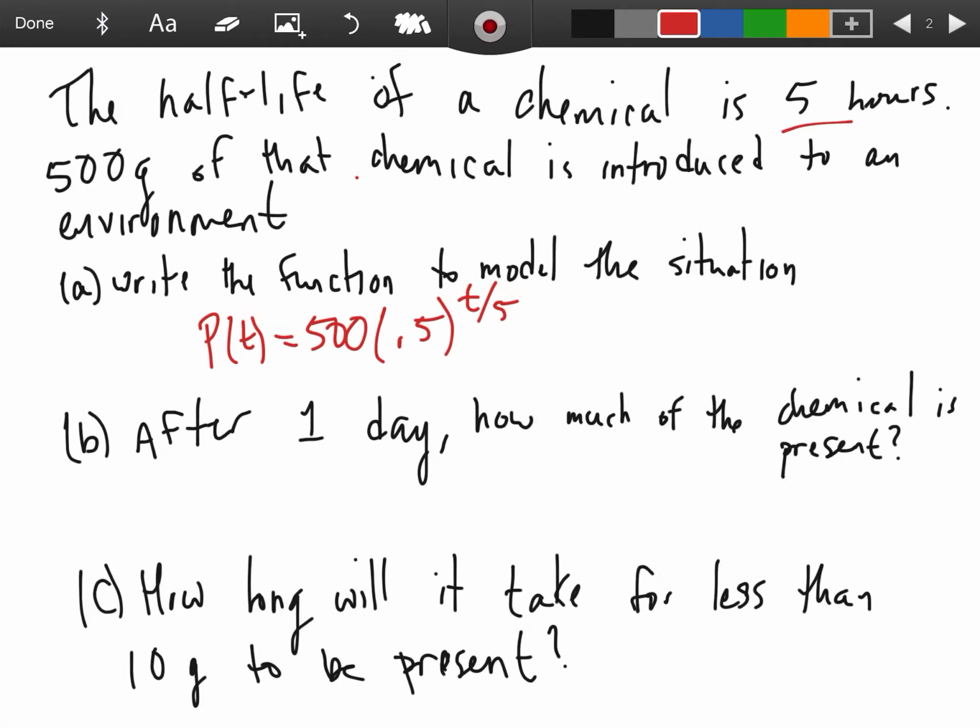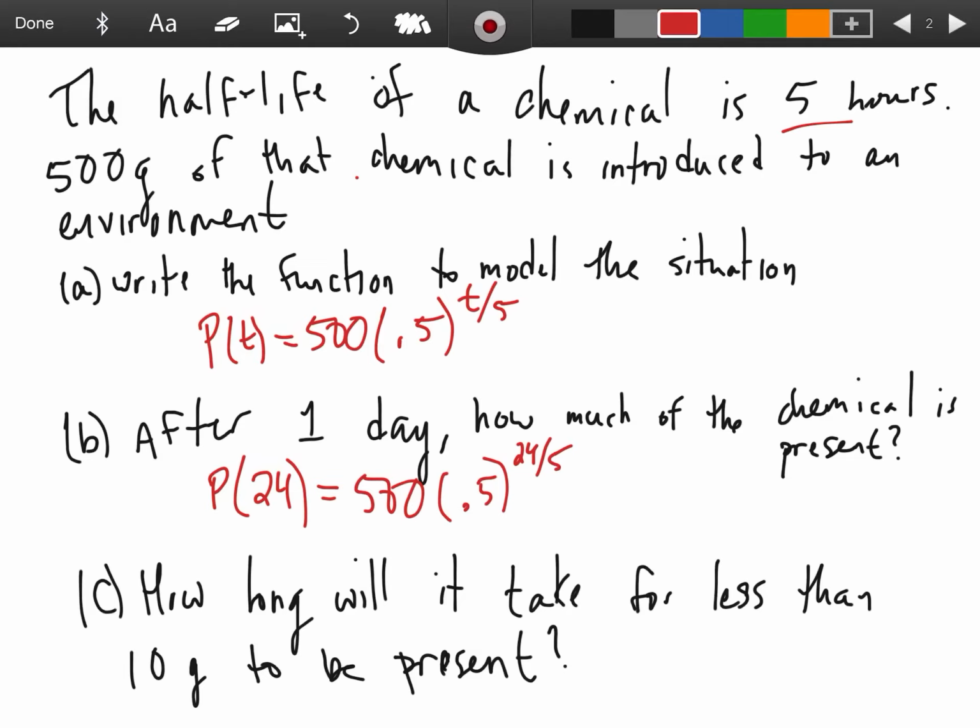So after one full day, how much of the chemical is present? We know to solve this problem, and I'm not going to write out what the actual answer is, but to solve this problem, we would just plug in 24 for t. So 0.5 to the 24 divided by 5. Boom, we type that in into our calculators, and we solve.